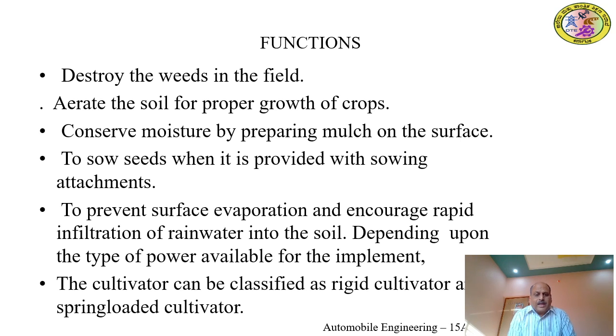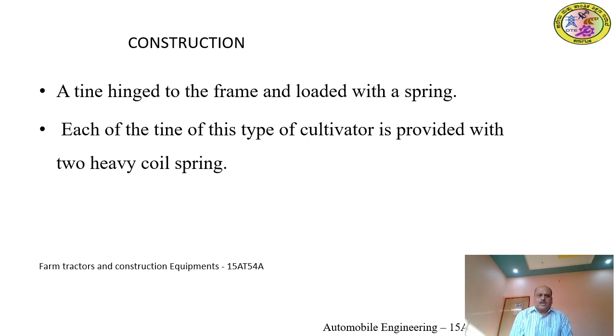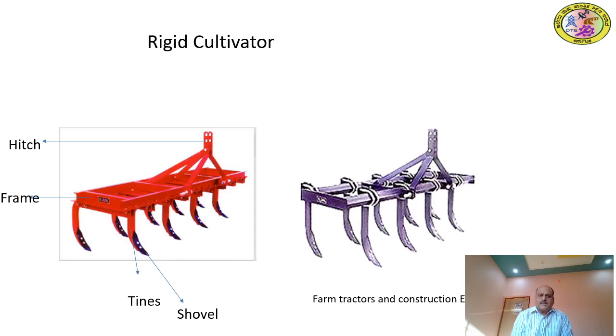Last point, the cultivator can be classified as rigid cultivator and spring loaded cultivator. So basically the cultivators are divided into rigid and spring loaded. In the rigid construction, a tine is hinged to the frame. Just see here. The hitch point is there. That hitch point is connected to the top link of the tractor.